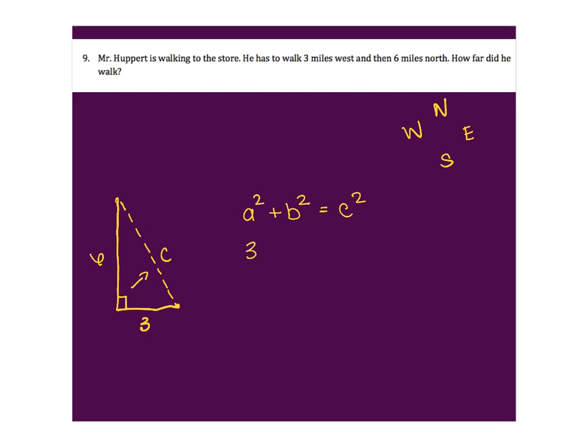So we're going to plug in what we know. Well, I know A is 3 squared, plus 6 squared is going to equal C squared. So I can plug in 3 squared plus 6 squared in my calculator. And I end up with 45 is going to equal C squared. So remember, to get rid of that square, we have to do the square root. So those cancel, and I'm left with C equals the square root of 45.